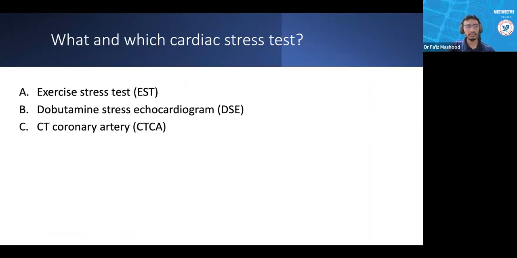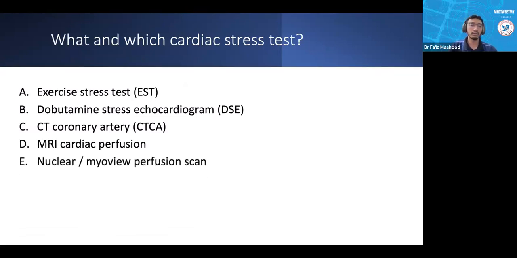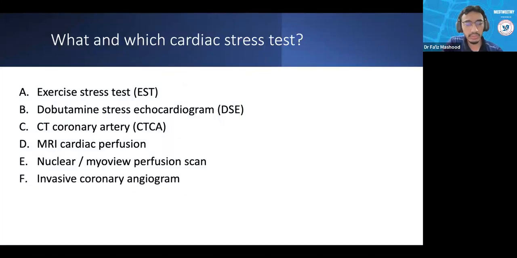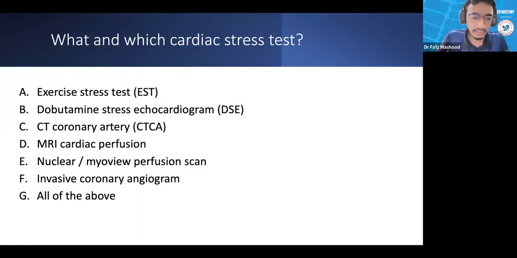Or is it a CTCA, CT coronary artery, or MRI cardiac perfusion, or nuclear perfusion scan? Or maybe some of us might even want to jump straight into invasive coronary angiogram. Why not? It's diagnostic and therapeutic as well. And maybe the patient is medically covered by insurance, right? So why not we just whack all of the above? At least we can come to the most accurate diagnosis of CAD and intervene afterwards. All right. So I want everyone to keep your own answer to yourself, and we'll get back to this slide by the end of the session.